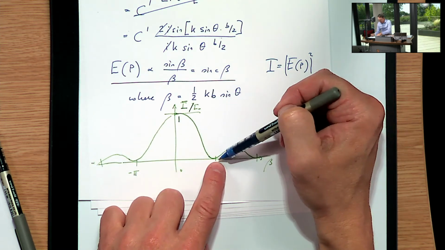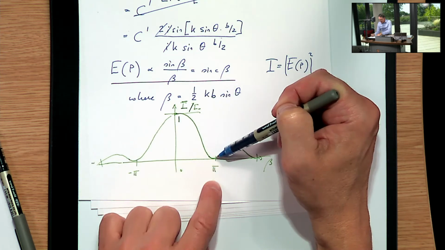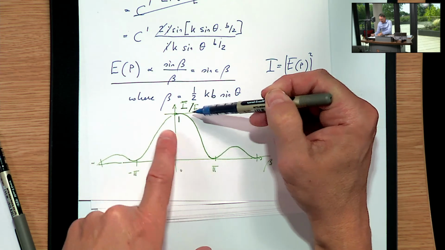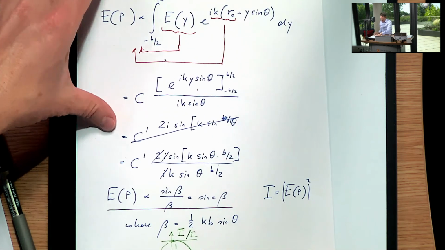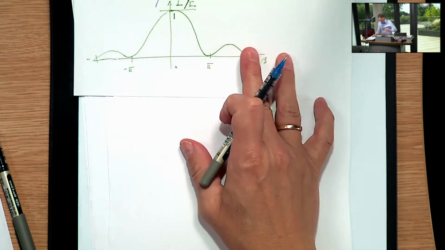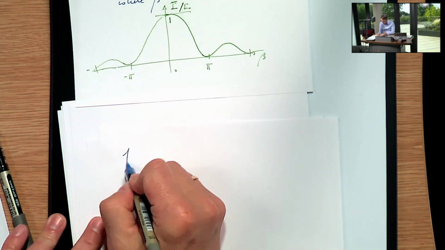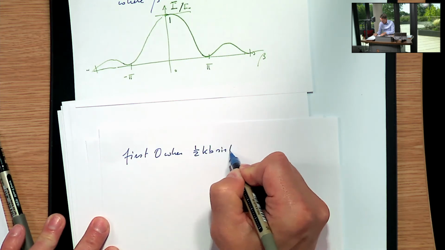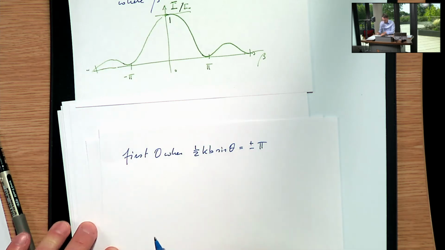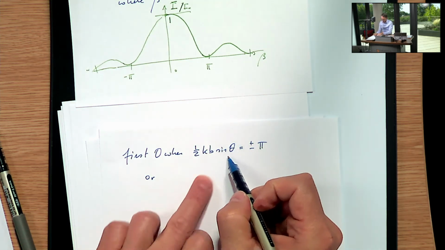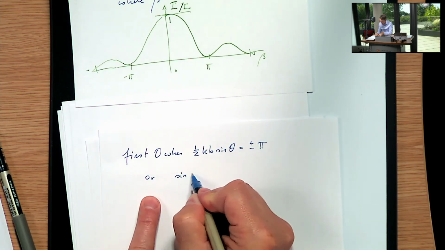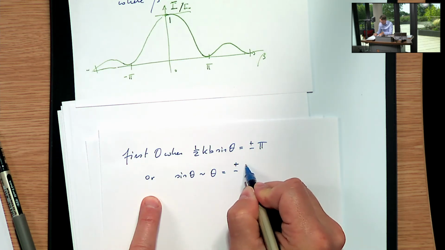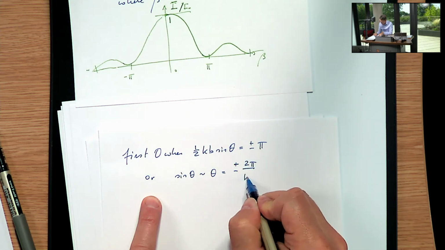It has a minimum intensity here, and so at this angle, when kb sine theta is equal to 2 pi, it goes to 0. So we can say first 0 when half kb sine theta equals plus or minus pi, or so for small theta, sine theta is equal to theta, and that is then equal to plus or minus 2 pi over kb.